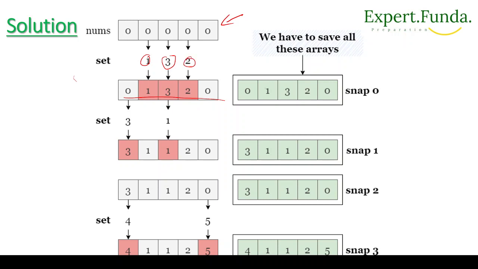Now we have to save this array when we take the snapshot, right? So we have to take this snapshot. Once the snapshot is taken, now we can set anything we want. So at 0 we are going to add these 3.